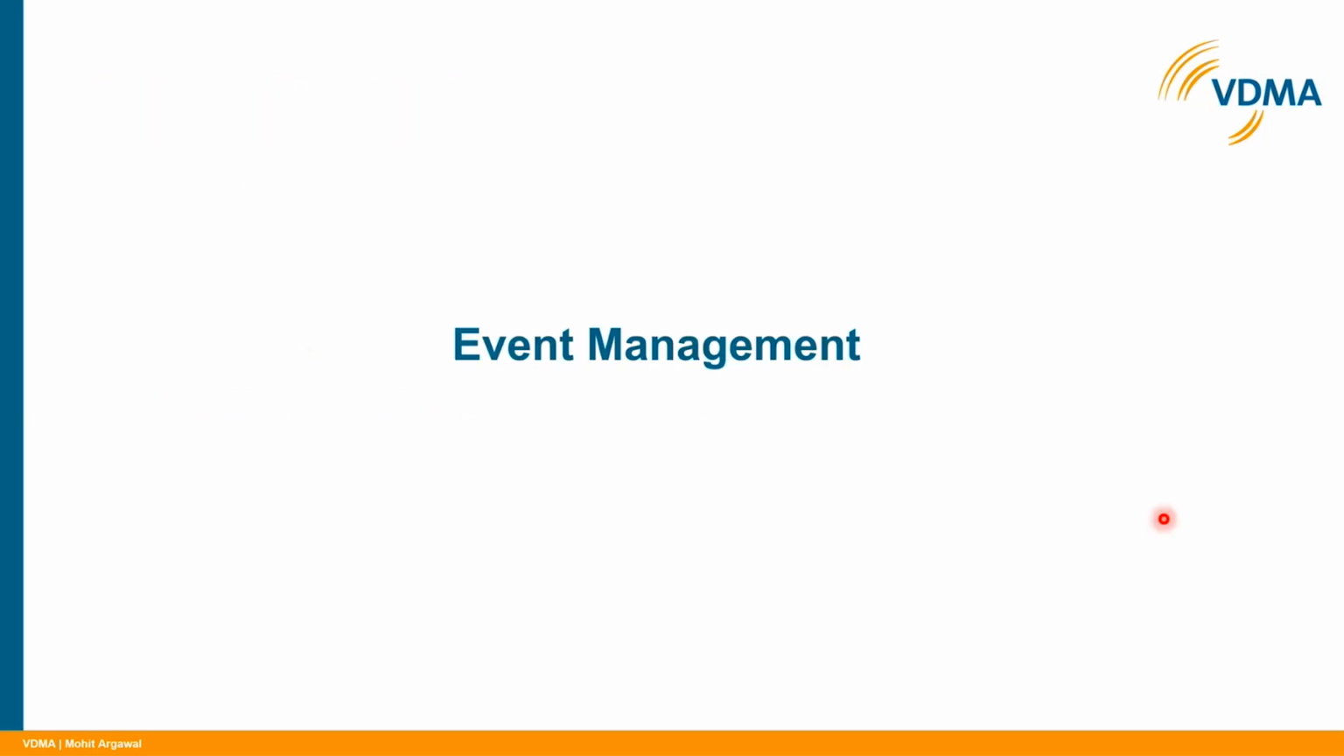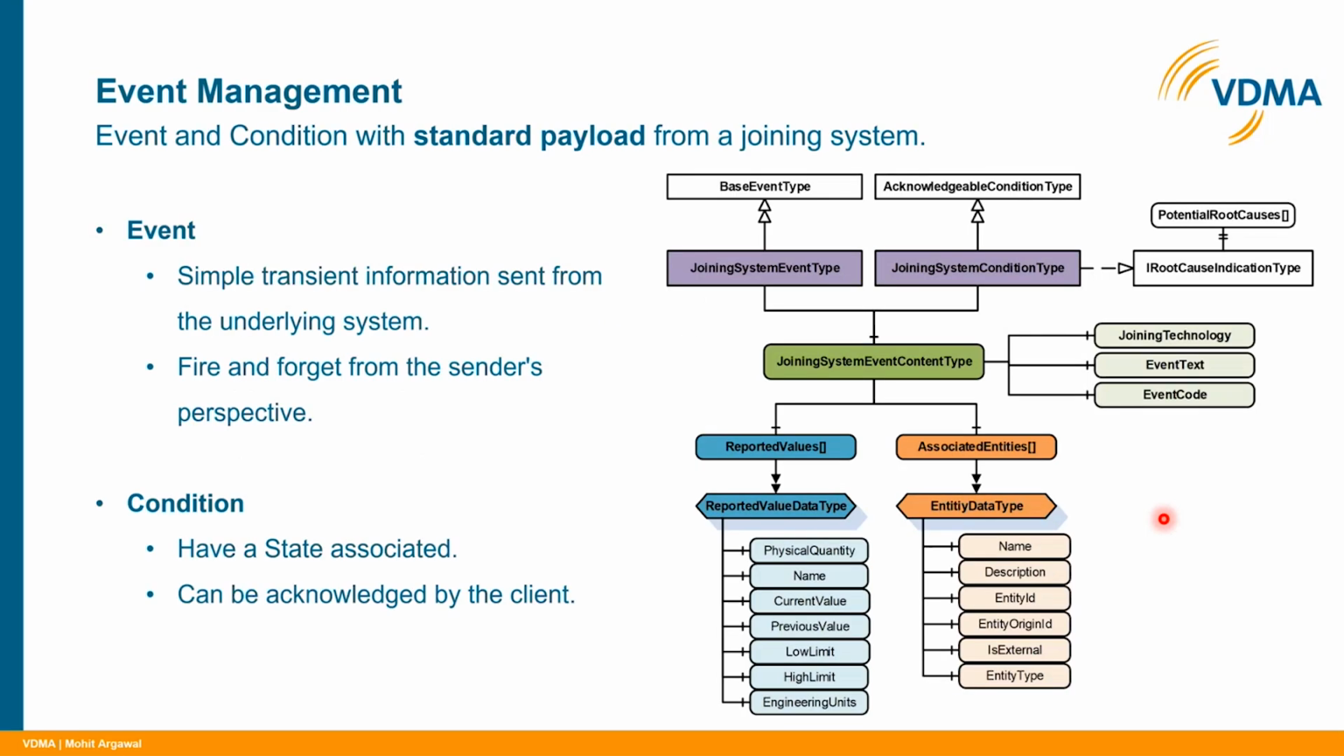Now we'll go through the event management use case. So in event management, the IJT companion standard defines 2 primary objects. One is an event, one is the respective condition. If the system needs a transient information, an event can be used. If a system needs an acknowledgeable information or an object with a state associated, then a condition can be used.